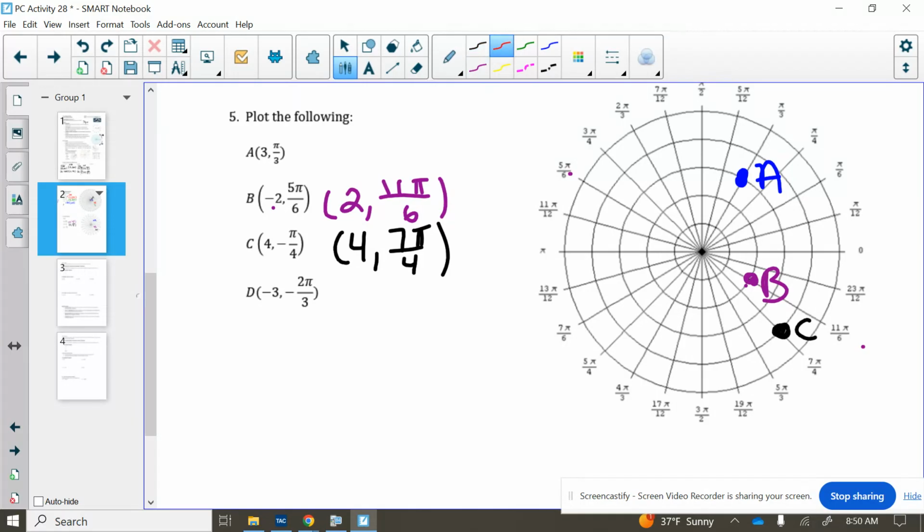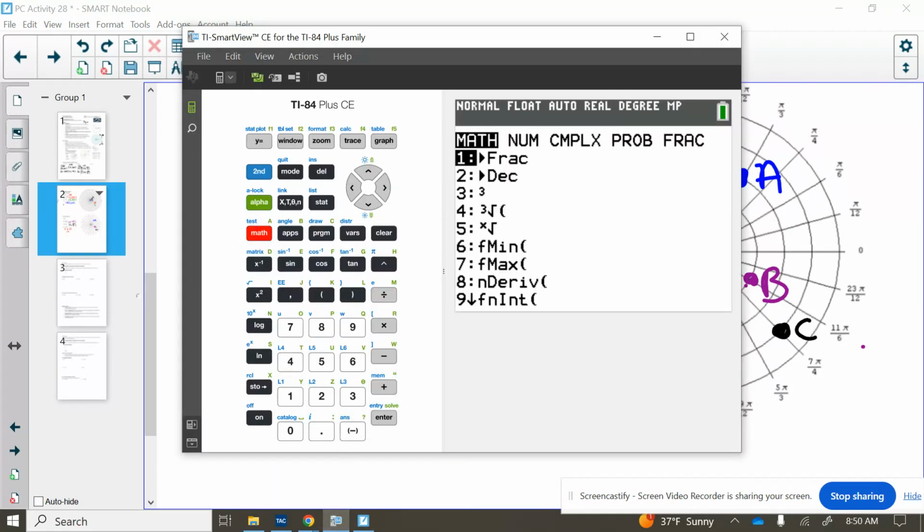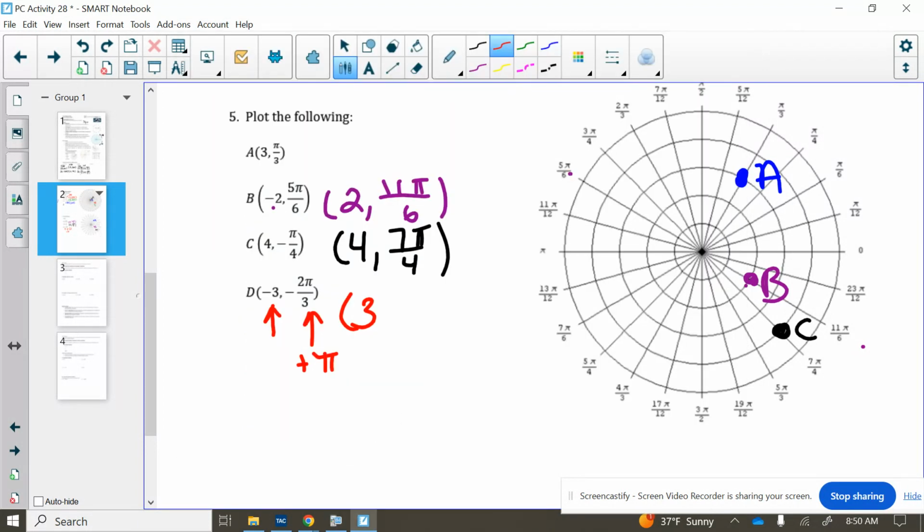And then last but not least, point D, again, I like to change this negative r to a positive by adding pi, or subtracting again, and I'm going to add this time since it's a negative. If I add 1 pi to negative 2 pi over 3, I get positive 1 pi over 3. And again, we're going to be 3 units out, 1, 2, 3, units out on that. So we actually end up at this exact same point that we had before. And that's going to also be point D.